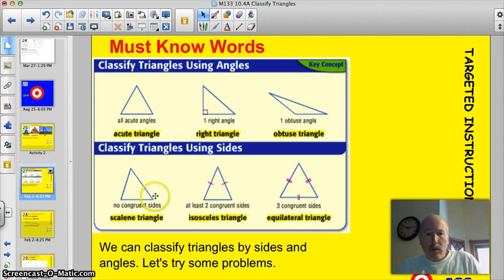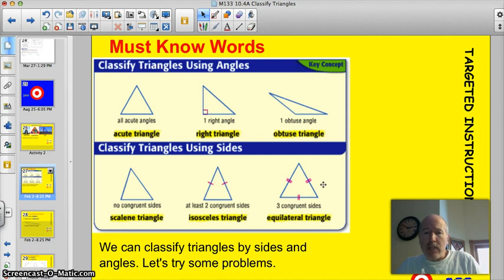Down here, we can also classify triangles by sides. This is a scalene triangle. No congruent sides. Zero sides the same. Here's an isosceles triangle, kind of like the Eiffel Tower I showed you. It has two congruent sides, and they mark it with this little hash mark. And an equilateral triangle, they mark with two little hash marks, showing that all three sides are congruent. Congruent means identical. So we can classify triangles by both sides and angles.